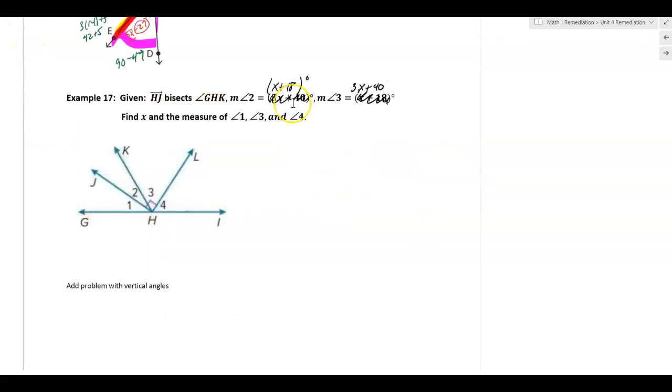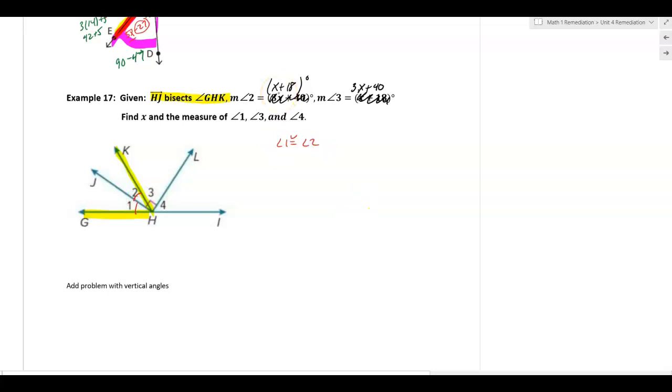Now the last problem, I apologize, I had a typo. So what I want you guys to do is change angle 2 to x plus 18 and angle 3 to 3x plus 40. Okay? Now with this problem, the first thing they tell you is HJ bisects angle GHK. So when I look at this and I highlight GHK, I notice right away that these two angles are congruent. I know angle 1 would be congruent to angle 2.